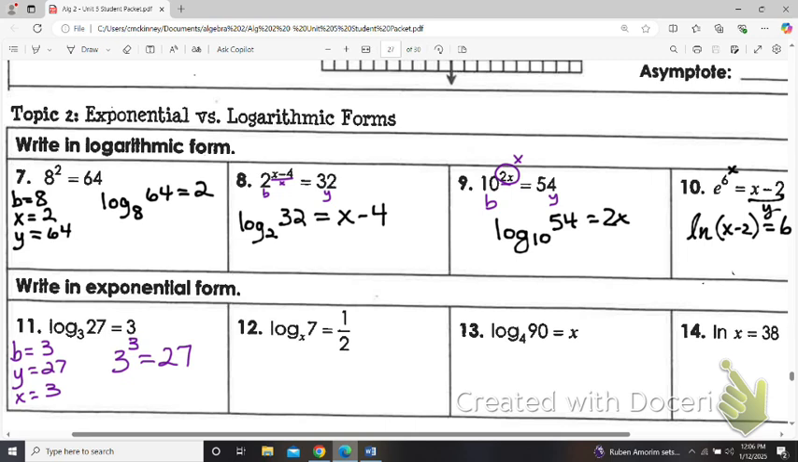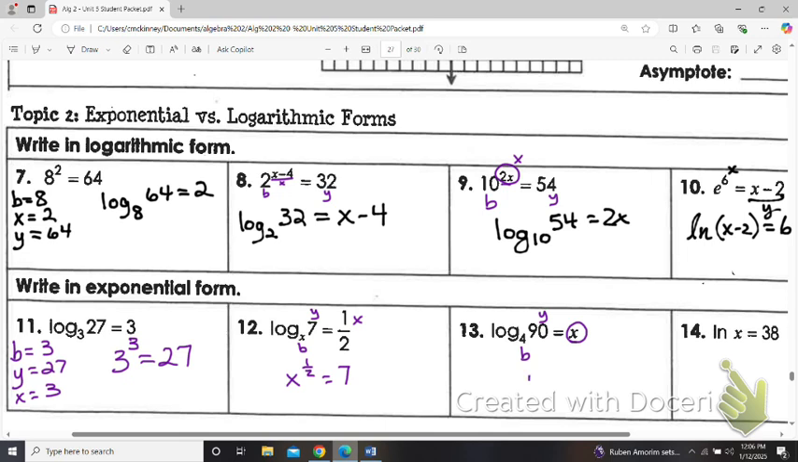But oftentimes, at least one part will be an X, so you can't really check it. You just have to trust that you're putting things in the right place, and don't be afraid to use that reference sheet if you need it. So here, this is my base, this is my exponent, this is my y. So x to the 1/2 power is 7. Base, exponent, y. So x is x in this case.